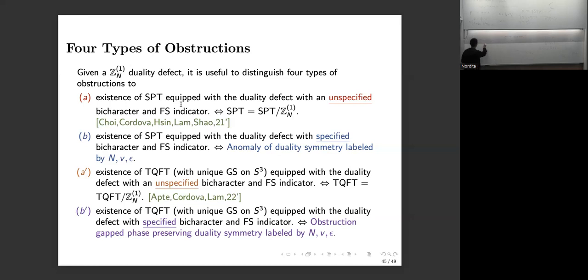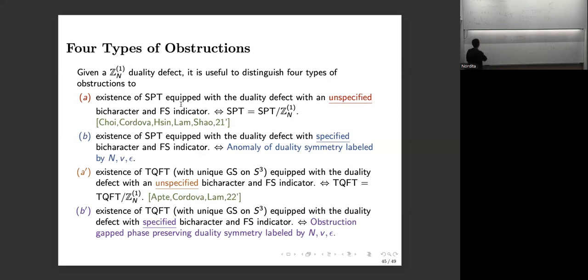is a special case of the condition A prime, because the SPT is a special case of TQFT. And furthermore, the condition B is a special case of the condition A.